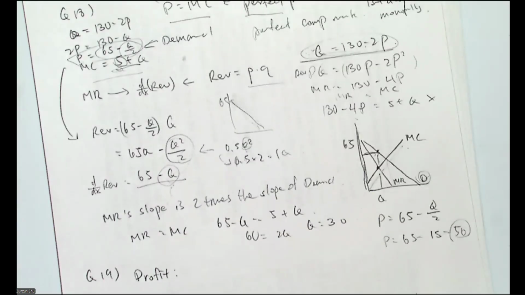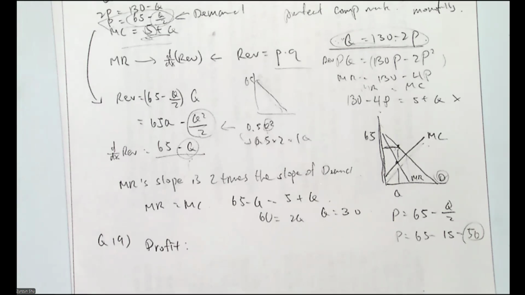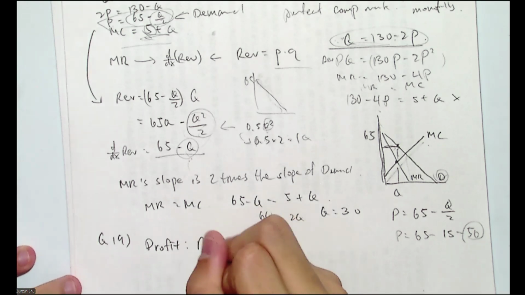Asks for profit. Now, what's the formula for profit? Revenue minus cost, right? Or (P minus ATC) times Q. Here again, you don't have ATC. In fact, you don't even have TC. So, what are we going to do? Well, let's stick with the basics.